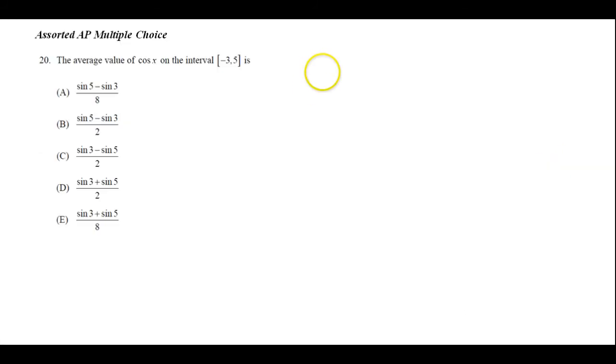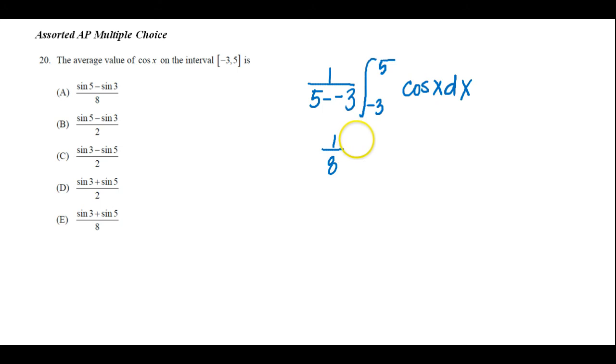And now let's take a look at an AP multiple choice question. The average value of cosine x on the interval from -3 to 5 is which of the following? So this is a really straightforward question, knowing the formula for the average value of a function over an interval. So 1 over b minus a, so 5 minus -3, the integral from -3 to 5 of cosine x dx. So now 1 over 5 minus -3, that's going to give me 1 over 8. And then I'm evaluating the integral from -3 to 5 of cosine x dx.